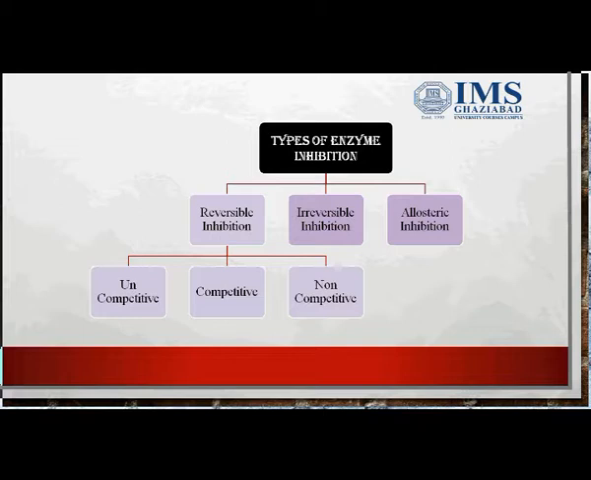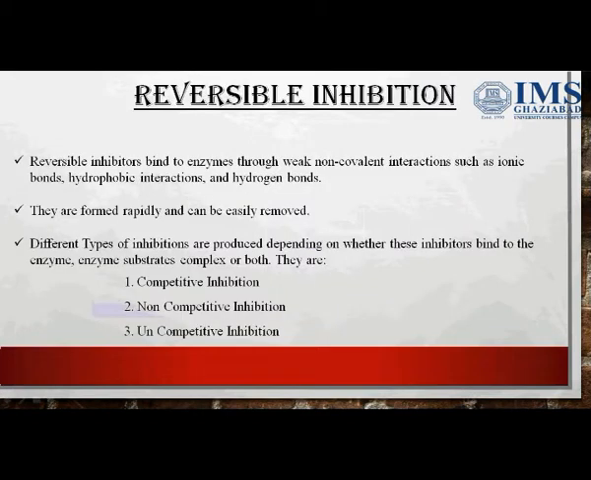In this lecture, we are going to discuss reversible inhibition. What is reversible inhibition? Reversible inhibitors bind to the enzyme through weak non-covalent interactions such as ionic bonds, hydrophobic interactions and hydrogen bonds. So, they can be rapidly formed and easily removed, because reversible inhibitors do not form any chemical bonds or reaction with the enzyme molecule.